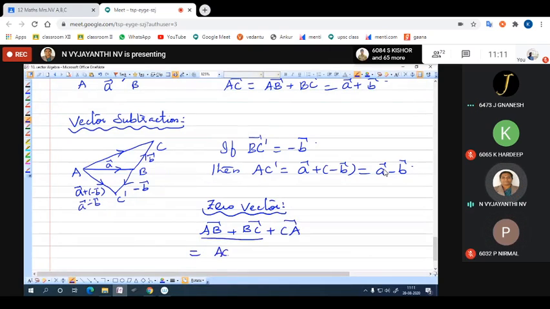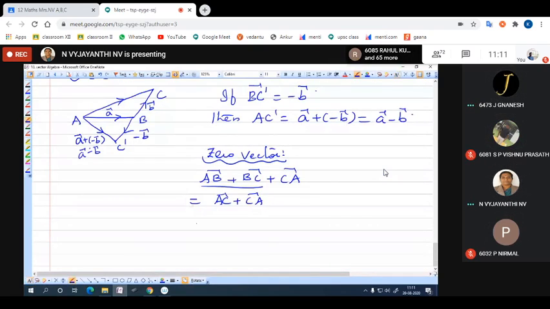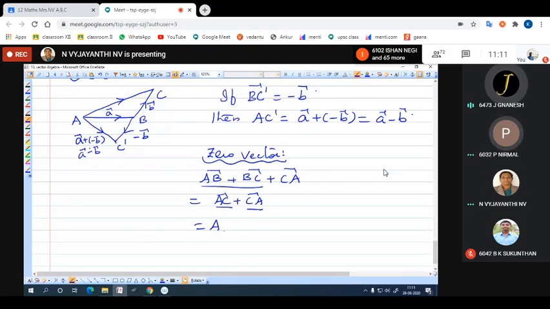AC. What is AC plus CA? Zero. AC minus AC. AC plus CA is AA vector. This gets cancelled, no? AA vector. What is AA vector? Zero vector.